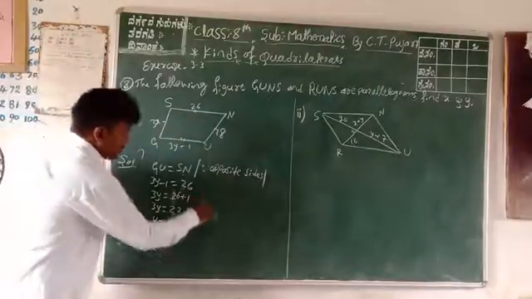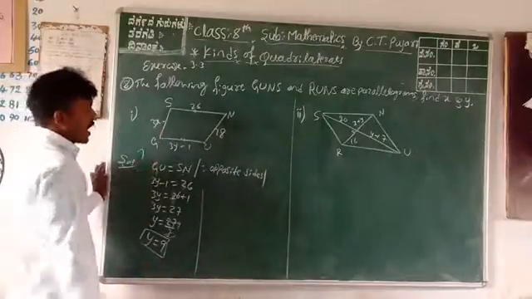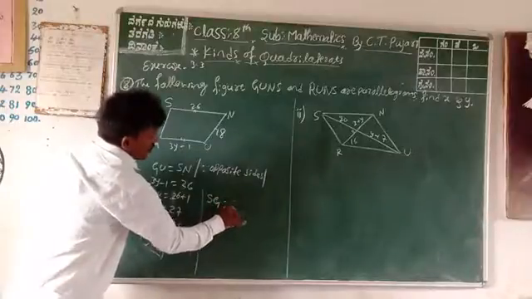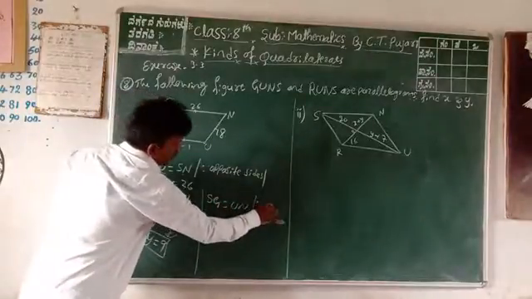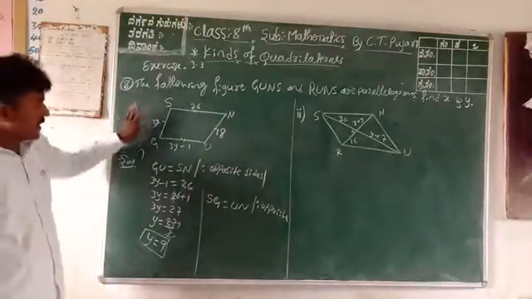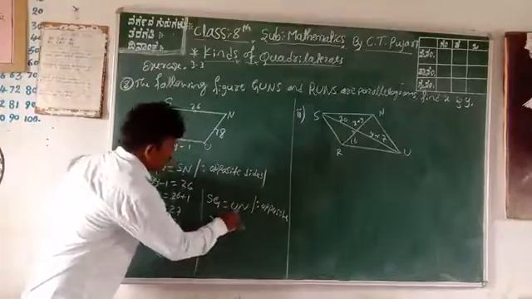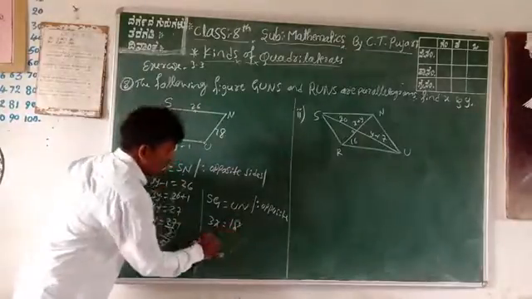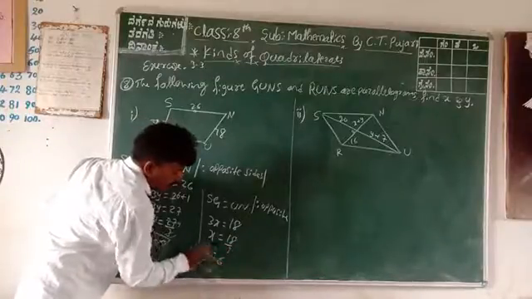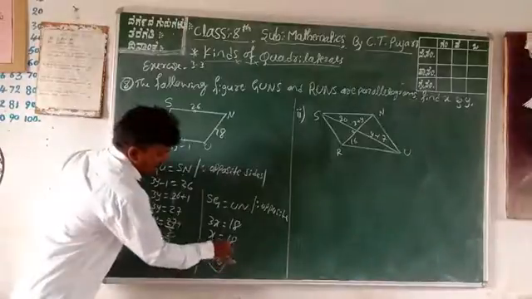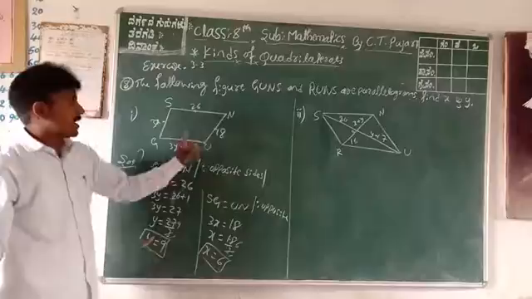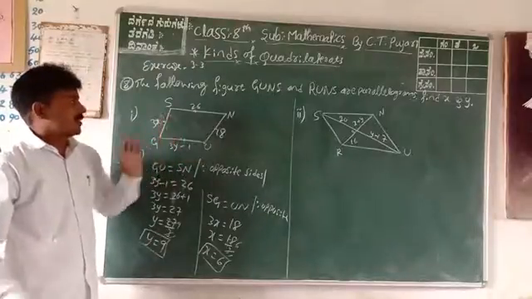Next, you can find out x value. Again, SN is equal to UN, opposite side also again opposite side. Therefore, SN is equal to 3x is equal to UN is equal to 18. Therefore, x is equal to 18 by 3. Therefore, x is equal to 6. 3 ones are 3, 3 sixes are 18. Therefore, x value is 6 and y is 9 in the given parallelogram.